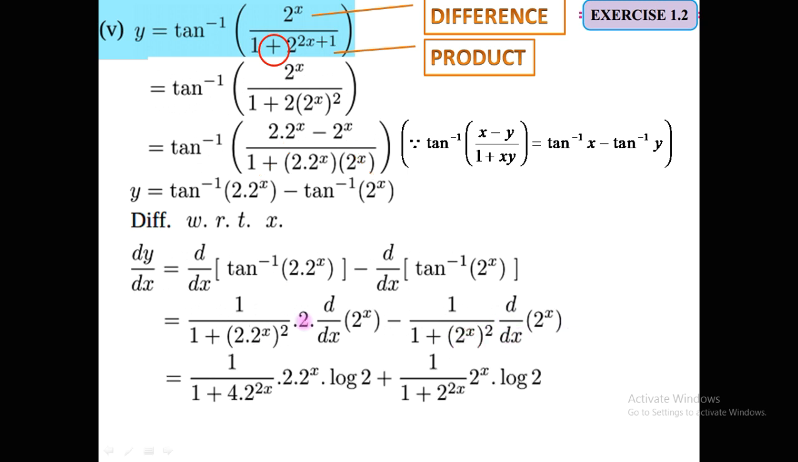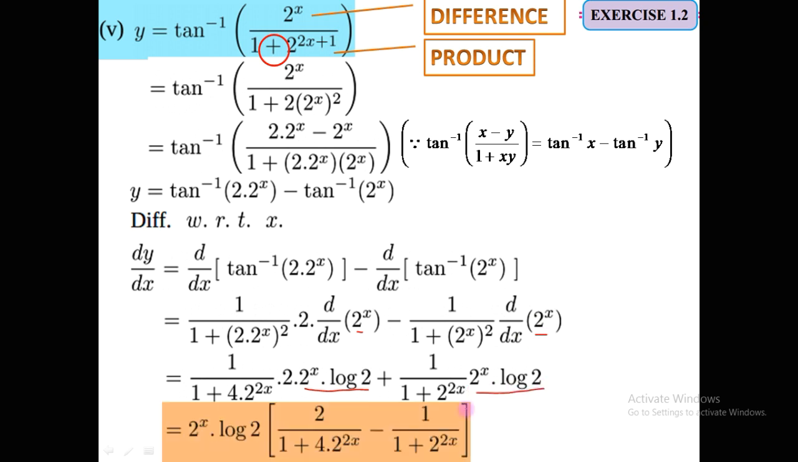All I get is this 2 was a coefficient, so it is there, and the derivative of 2 raised to x is 2 raised to x log 2. And here also the derivative of 2 raised to x is 2 raised to x log 2. So further I can simplify it: this 2 raised to x log 2 I can take common, and whatever is left inside I have kept in the bracket. So this will be the final answer. Only thing is, when it is 1 over here, if it is plus, then I have to write it as a difference. If it is minus, then I have to write it as a sum.